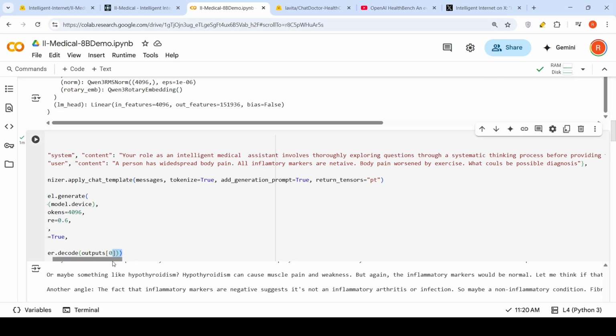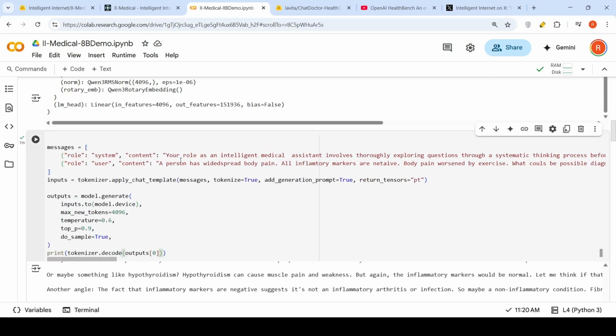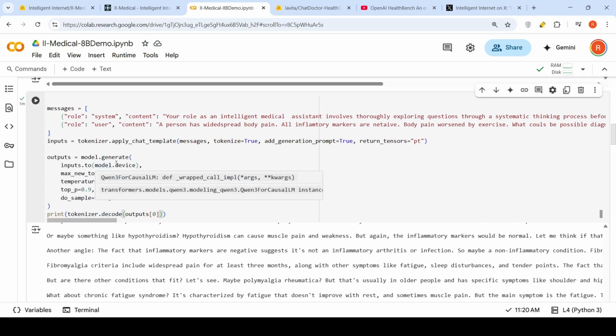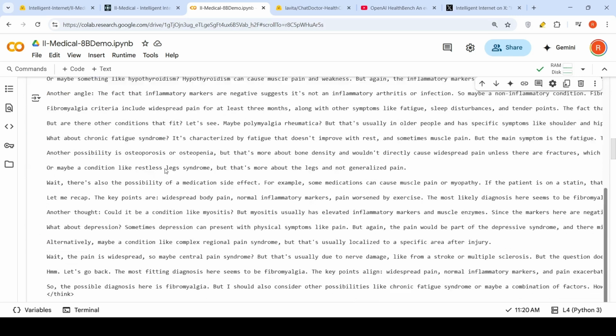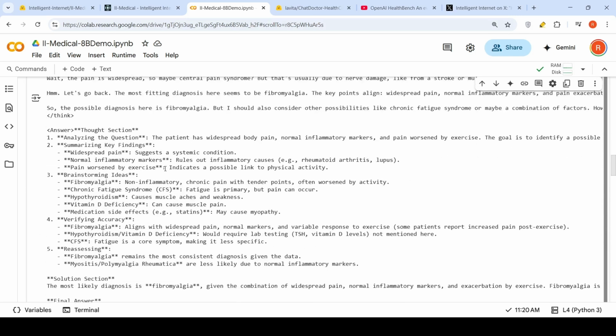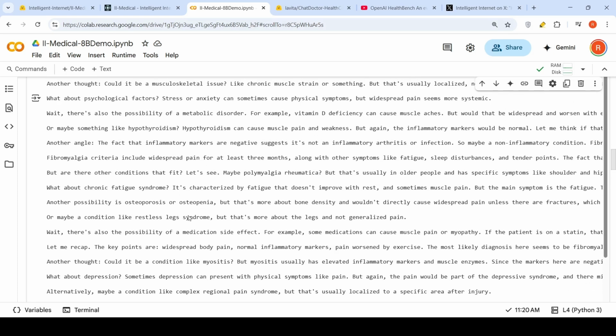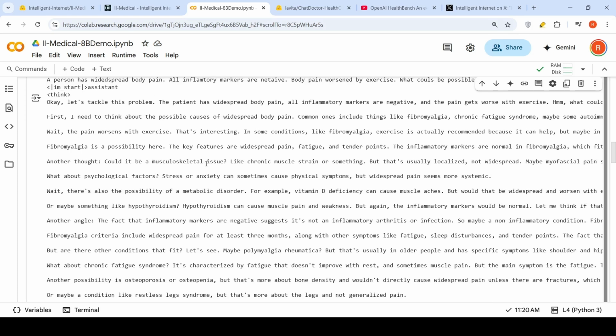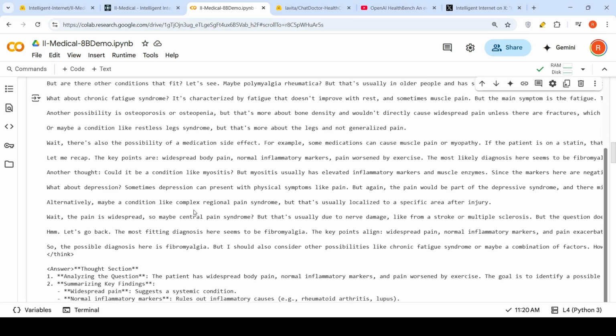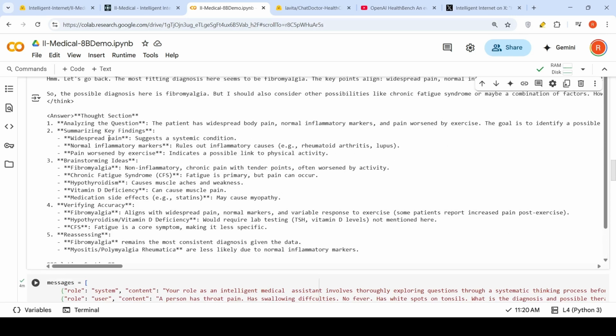I ran the model over here. You can apply the chat template on these messages and give it to the model to generate the output. Okay, so it has generated the output. It is giving the thought section over here. First, it is typing about all possible possibilities like restless leg syndrome, chronic fatigue syndrome. It talks about fibromyalgia and other things because pain worsens with exercise. In some conditions like fibromyalgia, exercise is recommended because it can help. So it talks about the possibilities and then gives this nice thought section analyzing the question.